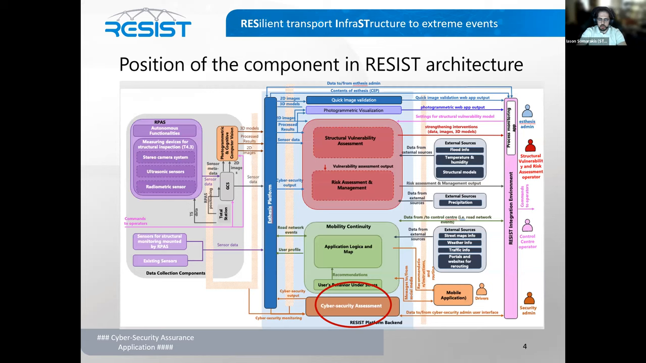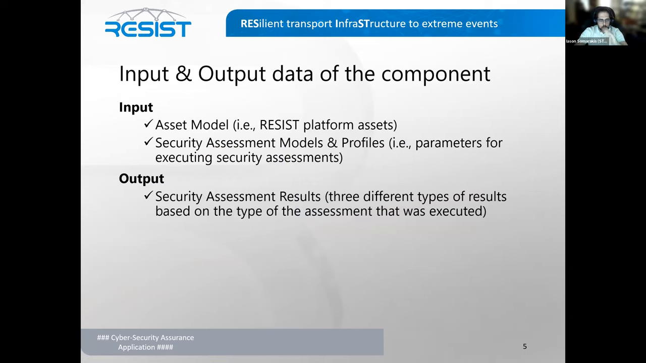If we take a look at the placement of the framework in Resist, as you can see, it's right down here. It basically touches every layer of Resist, starting from components on the field but also in the backend, to have a holistic overview of the whole platform. With regards to input and output, the primary input for the component is the asset model. As I said, to use the module effectively, you have to define the assets that you are going to protect and assess whether they are secure enough. Having defined the asset model, you then have to define some assessment models and profiles. These are basically parameters for executing the assessments. The output of the tool is the security assessment results, which are the findings generated after the execution of the security assessments.